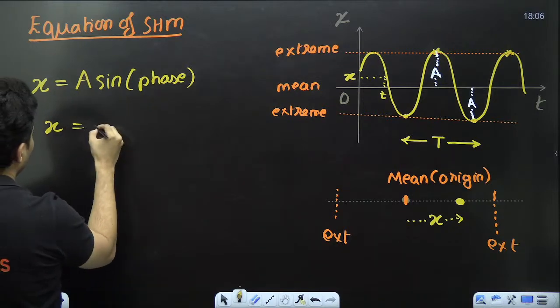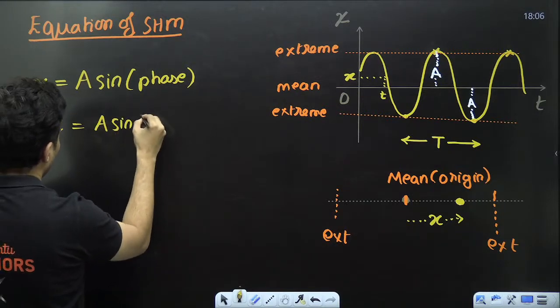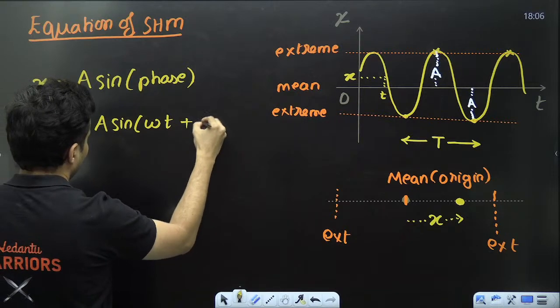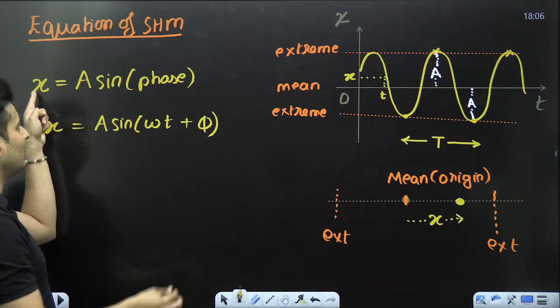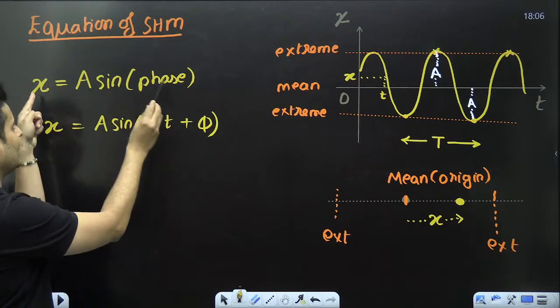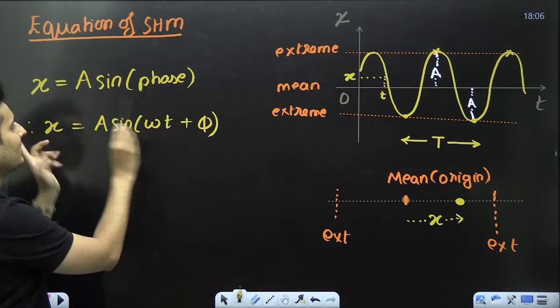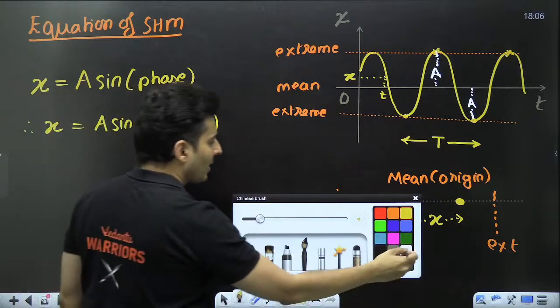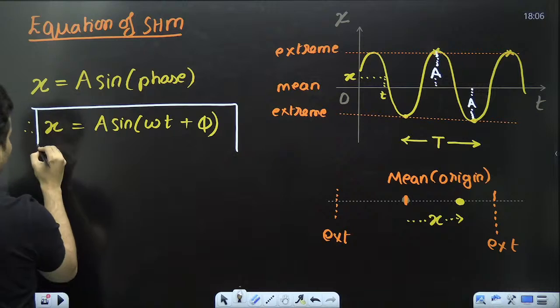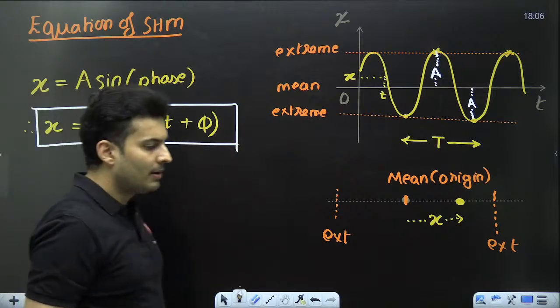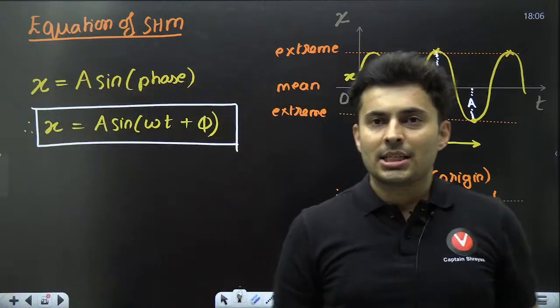So it is nothing but A sine omega t plus phi. The situation will change, the sign will change, the value of x will change. Situation changes, x changes. That's all. That is the equation of SHM, as simple as that. X is equal to A sine omega t plus phi. Everybody with me? Done, dusted.